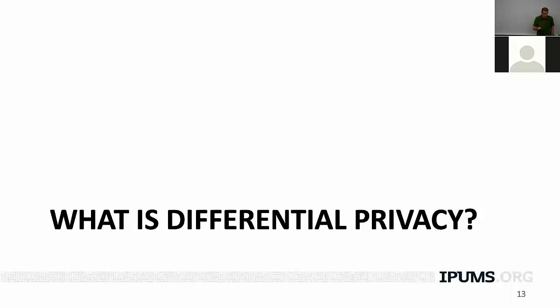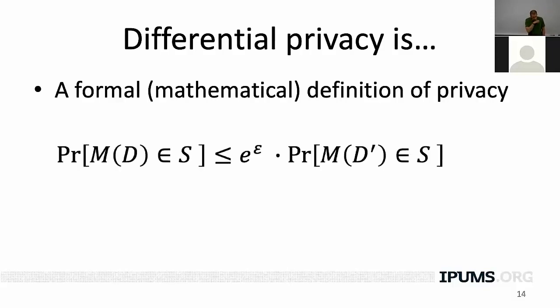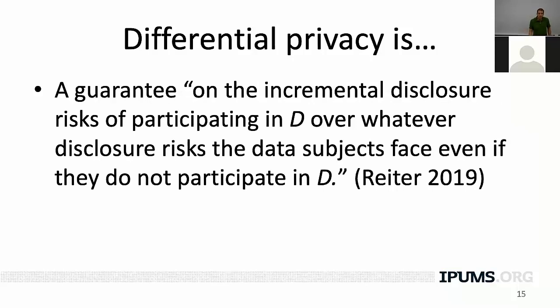And I'm not an expert in this. I'm going to go real quick and try to get through this, but it has its roots in cryptography and in computer science. It's a formal or mathematical definition of privacy. I don't want to go through all the details on the slide, but this is effectively the mathematical definition of differential privacy. And essentially, it's a guarantee on the incremental disclosure risks of participating in a database over whatever disclosure risks the data subjects face, even if they do not participate in that database.